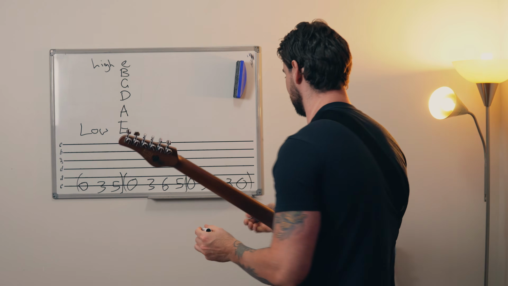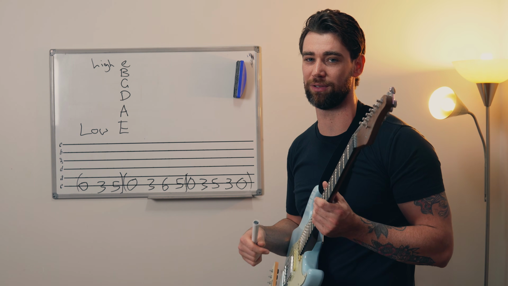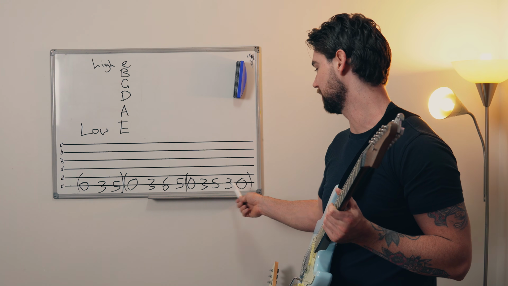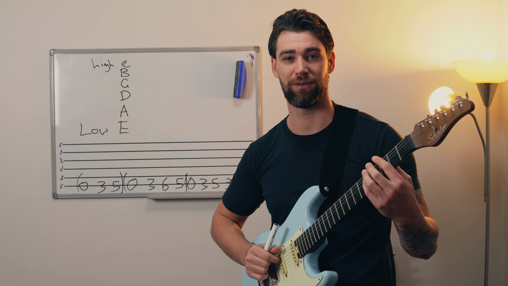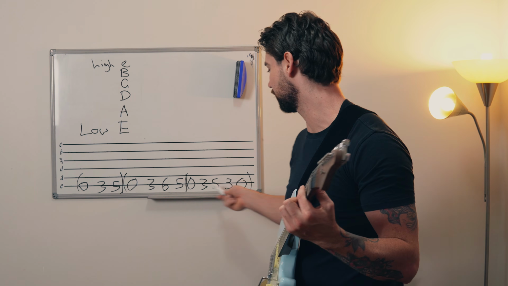Now one little chunk that we're going to learn is 0, 3, 5, 3, 0. Okay, running a bit out of room there. Hopefully you can see that alright. If not, I'll try to put a graphic up on the video. So, last little phrase, 0, 3, 5, 3, 0. Again, all on that low E string.